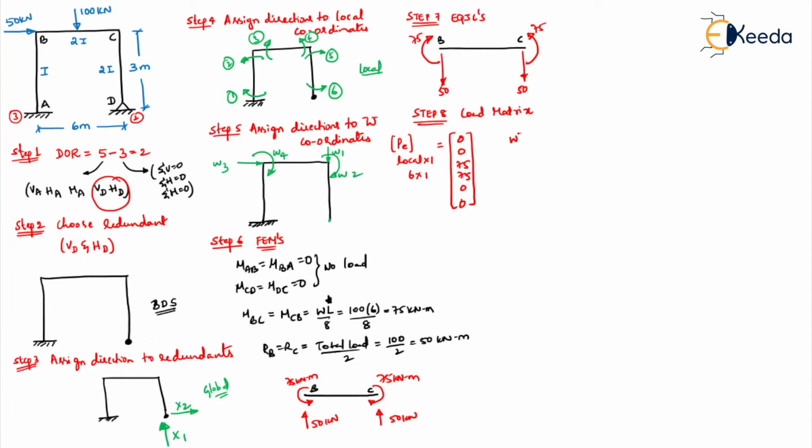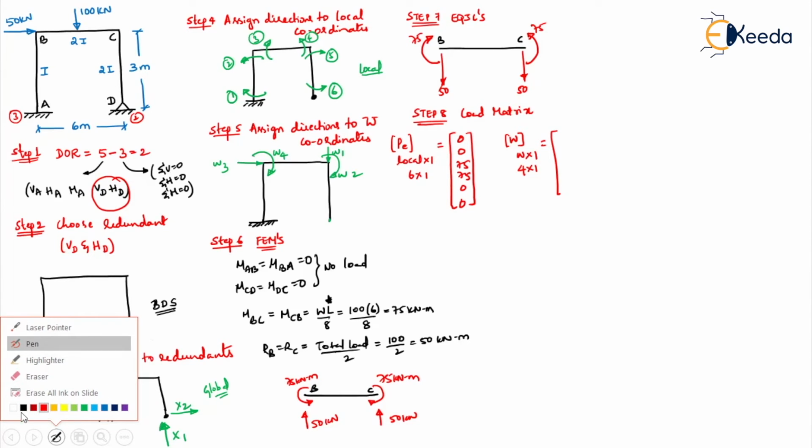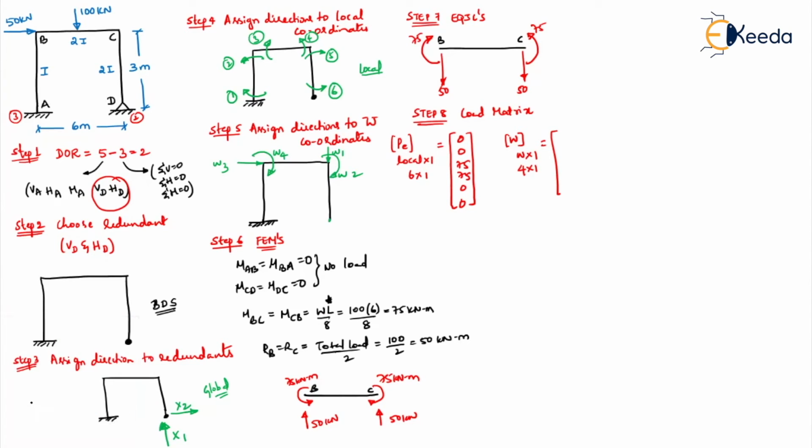Once your PE is done, you have to do your W matrix, which will be equal to W coordinate into 1. In this case, it is 4 into 1. Now check in those directions you need to see. So when you are doing PE, you have to just see EQJLs. Here we have to see EQJLs along with external load if any.